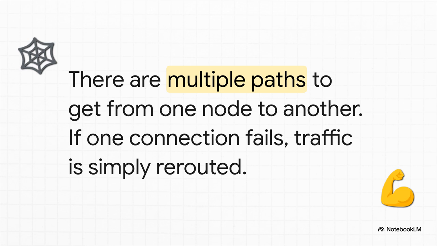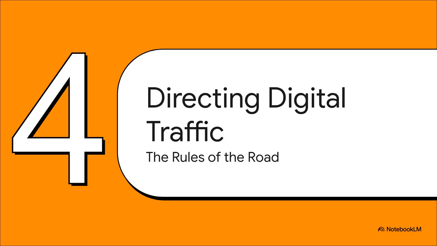The key idea here is redundancy. There are tons of different paths for data to travel between any 2 points. So if one connection breaks, no big deal. The traffic can just be rerouted another way. It's incredibly tough. So we have the parts and we have the blueprints.